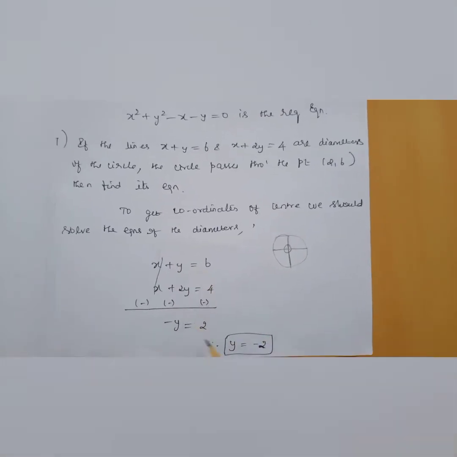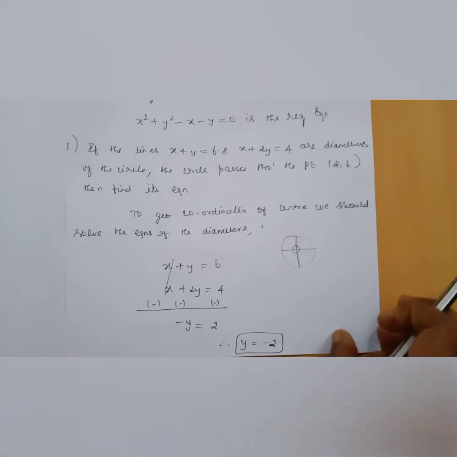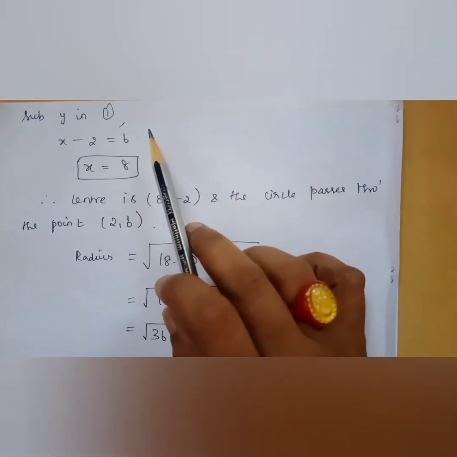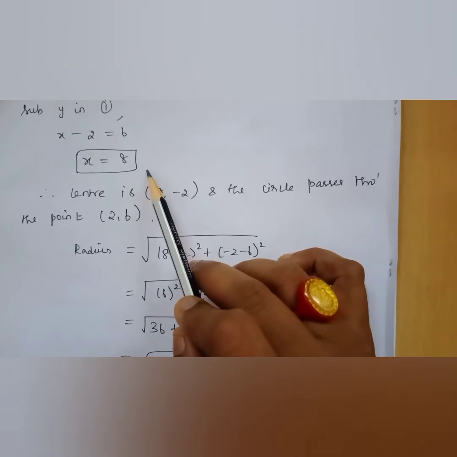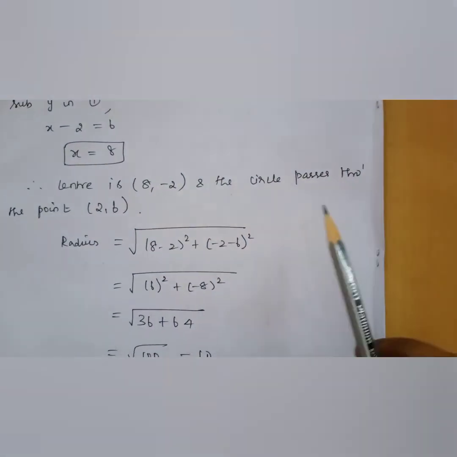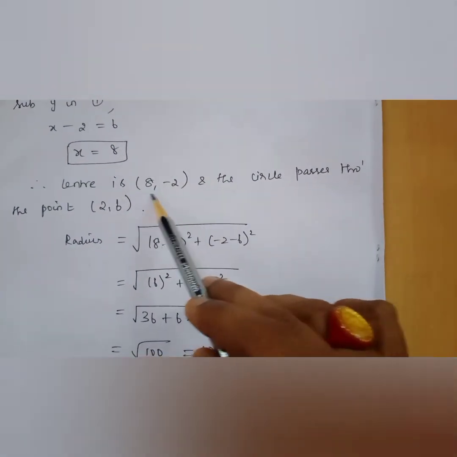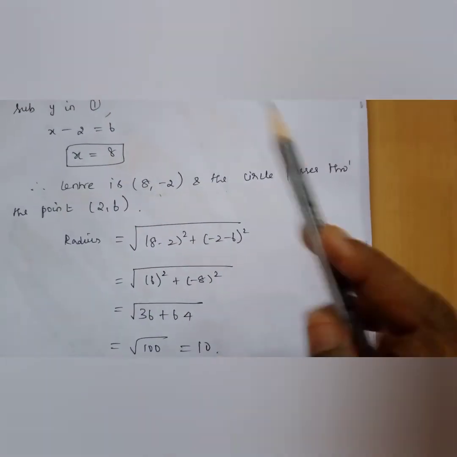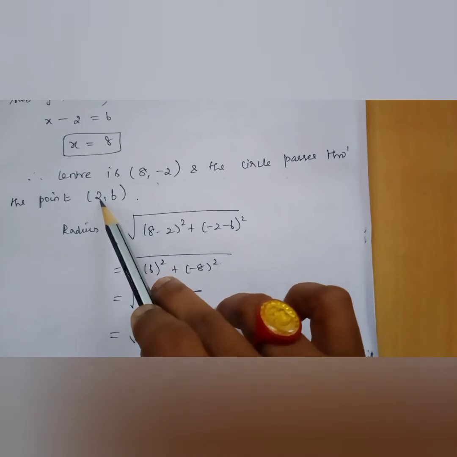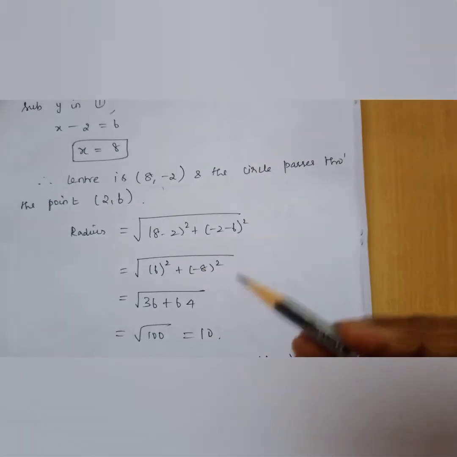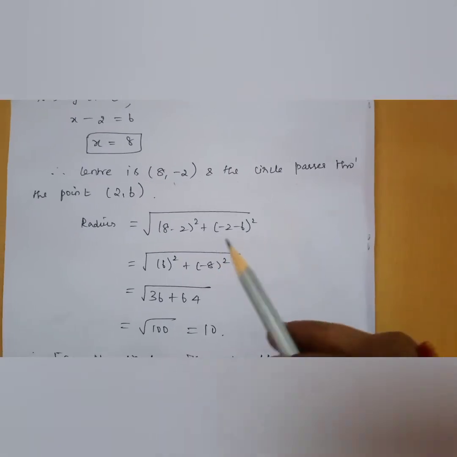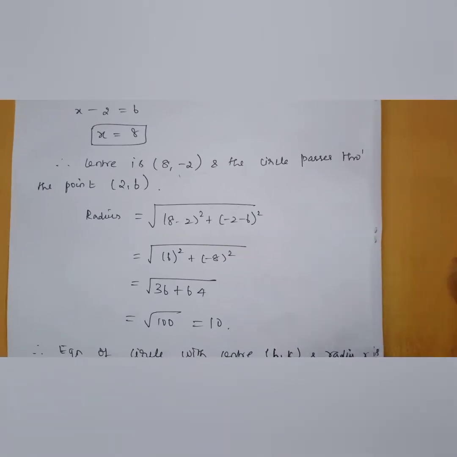So I will solve the equation. Eliminating x, I am getting the value of y to be minus 2. So I will substitute the value of y in first equation to get the value of x. So I am getting the value of x to be 8. Now after getting the value of x, I have got the center to be 8 comma minus 2. So I have got the center and the circle is also passing through one more point. As we discussed in one 3-mark sum, if it is any point on the circle and with the center, it will obviously be the radius.